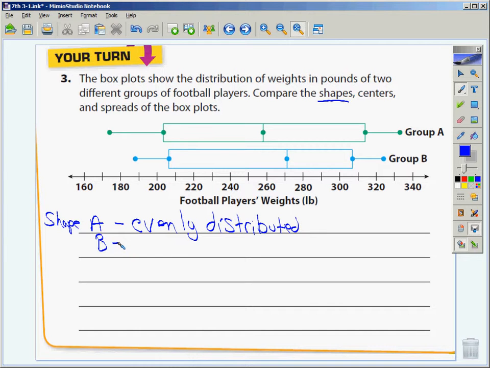How about B? Are they evenly distributed, or are they closer together on one side than they are the other? They're closer together on one side. If they're closer together on this side, it's going to get skewed this direction. So although it might be in a group, it's definitely skewed which way? It's skewed to the right. So I can tell you a little bit about the shapes just by looking at a box plot, even though they didn't actually plot the points.